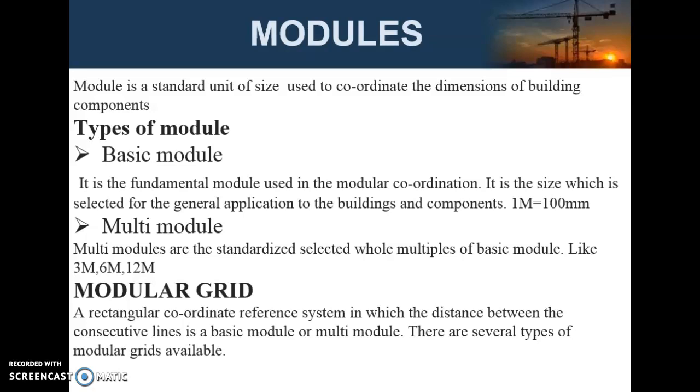Then modular grid. Modular grid is a rectangular coordinate reference system, in which the distance between two consecutive lines is a basic module or a multi-module. There are several types of modular grid.